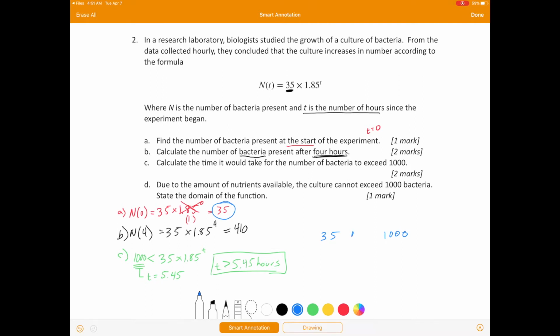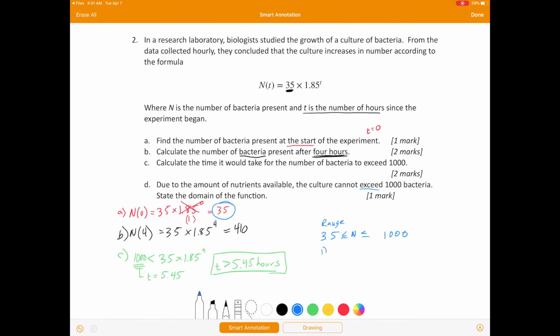The range is that N can be anywhere between 35 and 1,000. It can be equal to, because it says it can't exceed, but it can be equal to. All right, so this is the range, and I think a couple of you put that down. You do need to talk about the domain, which is the time that you're allowed to have.